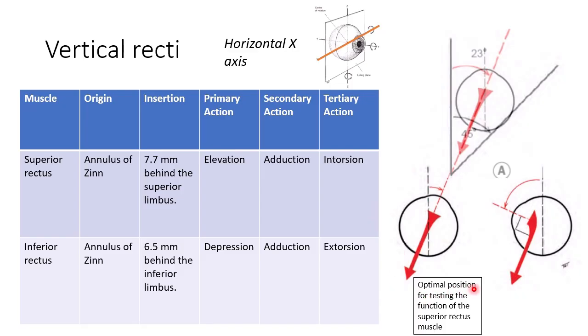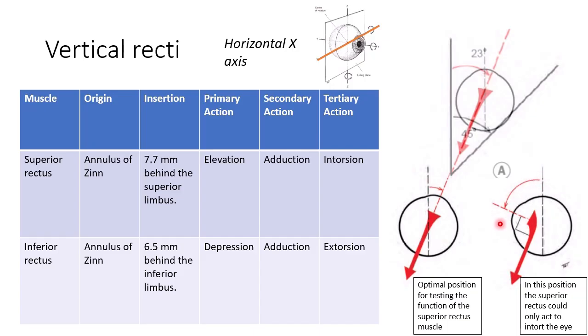So, this is the optimal position for testing the function of the superior rectus muscle because in the abducted position, the superior and the inferior recti are parallel to the orbital axis and they act purely as elevator or depressor. So, optimal position for testing the function of superior inferior recti is abducted. Okay? Now, what happens if the eyeball is turned inwards or adducted by about 57 degrees?